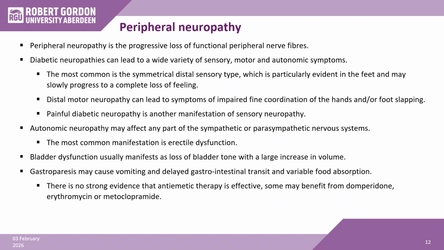Autonomic neuropathy may affect any part of the sympathetic or the parasympathetic nervous system and is also a manifestation. It does present as erectile dysfunction. Bladder dysfunction also may occur, where there's a loss of bladder tone with a large increase in volume. And gastroparesis is another one, which causes vomiting and delayed gastrointestinal transit and variable food absorption. So there's no evidence that antiemetic therapy is effective. Some may benefit from domperidone, erythromycin, or metoclopramide. Again, this is an off-label use of erythromycin, which I've seen in practice.